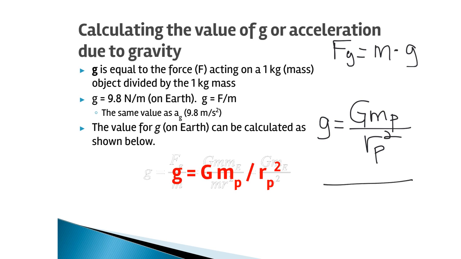In this equation, what I'm leaving out is the mass of the object. So let's call the mass of the object m of o. That is removed from both sides of this equation. And so when I calculate mass of the object times g, that's giving me the weight of the object on the particular planet that I'm calculating.